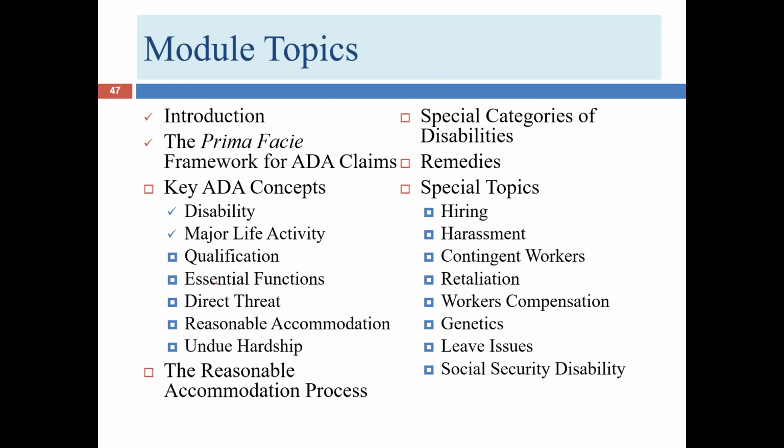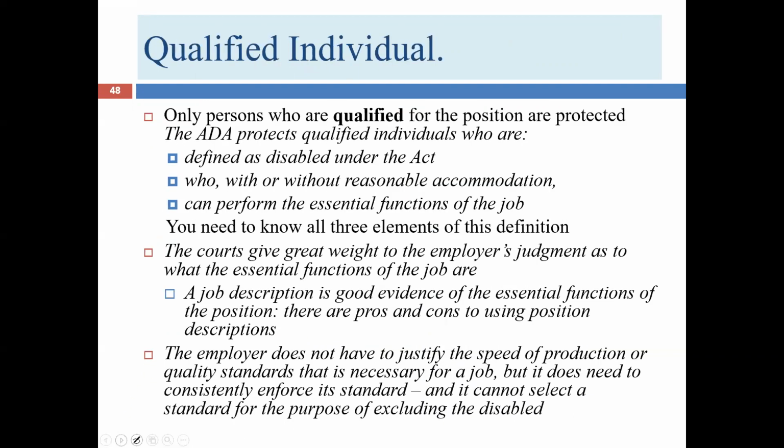Let's talk about qualifications. Of course, in order for a person to be covered under the ADA, they have to be a qualified individual. This is the same requirement that we saw in Title VII and the Age Discrimination in Employment Act. If a person isn't qualified for a job, the fact that he or she didn't get the job isn't based upon a discriminatory reason, obviously. And so we always have to, first of all, look at whether the person is qualified or not.